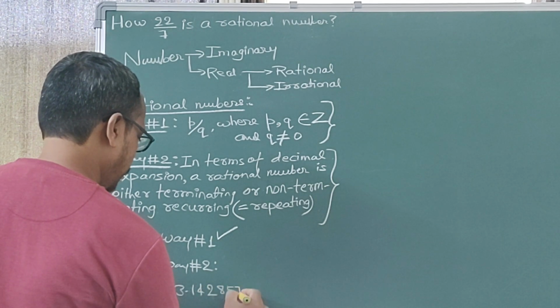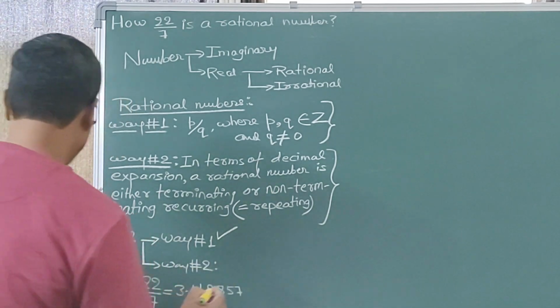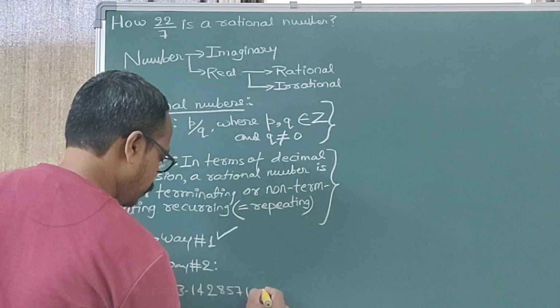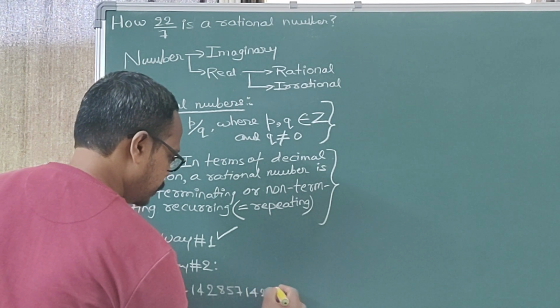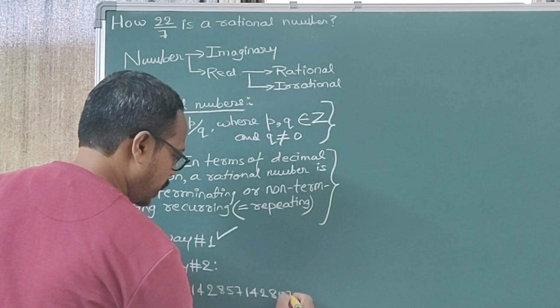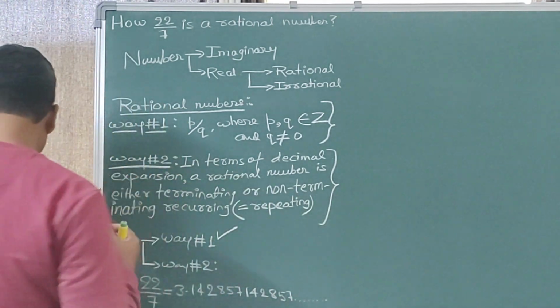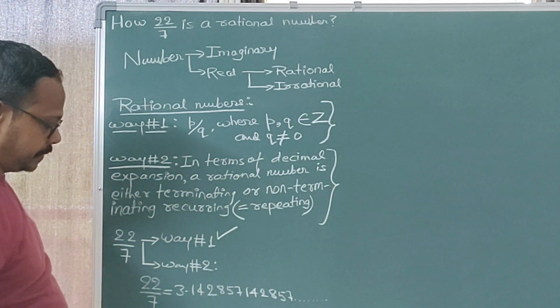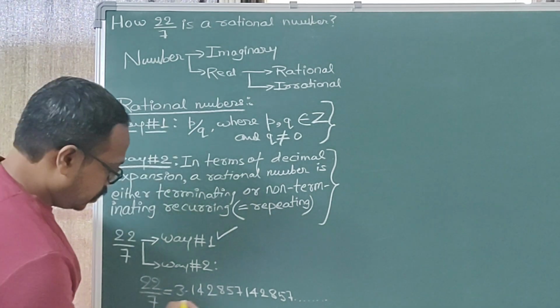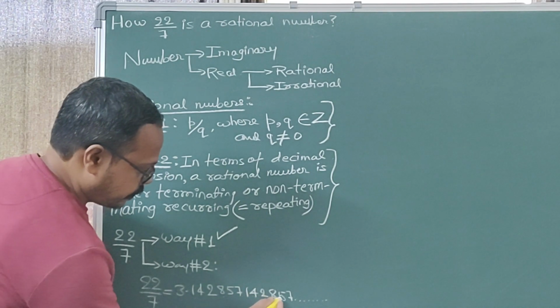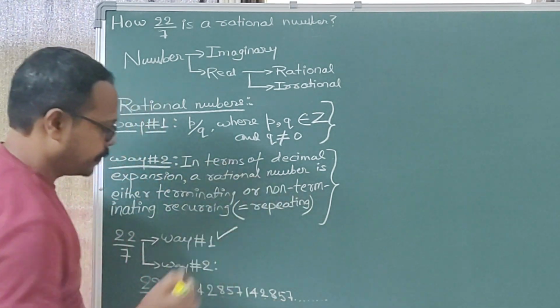2857, right? Again 142857, and this pattern keeps on repeating. So if you observe it carefully, what is getting repeated? This much: 142857, 142857, and so on, right?